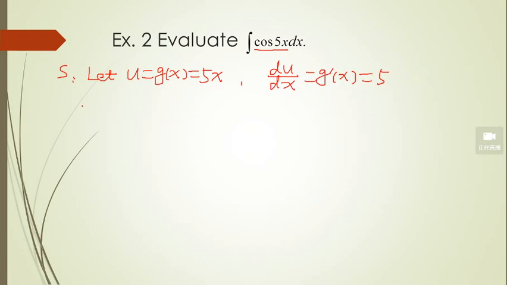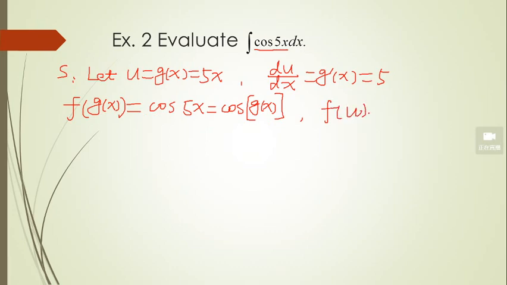Now let's answer what is f(g(x)). f(g(x)) will be cos(5x), which is cosine with the g(x) inside. So my function f is the cosine, so f(u) should be cos(u), no problem. We need to figure out each part, then we can apply the substitution rule.